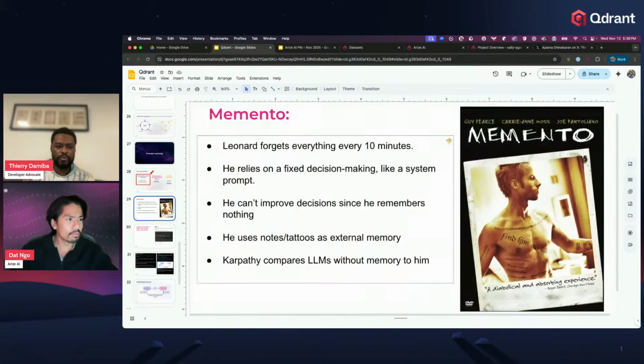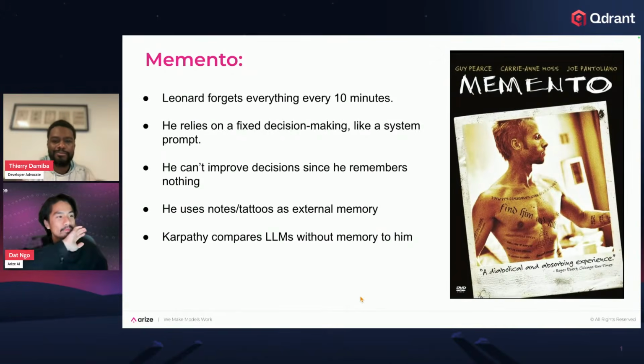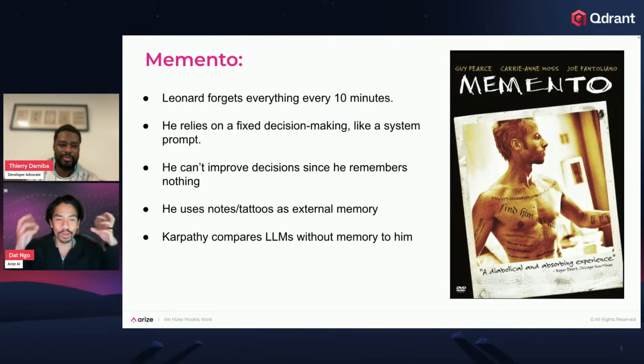For those in the audience, I don't know if you've ever seen the movie Memento. If you have a free weekend, I very much recommend it. This is also from Karpathy, but if you've never seen Memento, the TLDR is that Leonard basically forgets everything every 10 minutes. So what a life that would be. He's like a goldfish. And so he relies on fixed decision making, systems, right? He has notes and tattoos all over himself to understand what he needs to do next, and where he is in the world. As a heads up, Karpathy compares him to an LLM without memory.